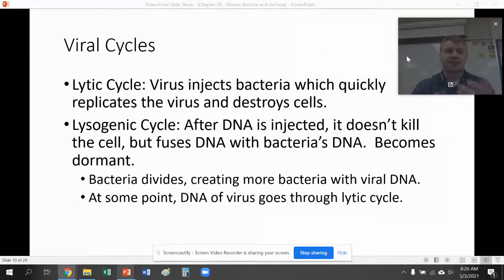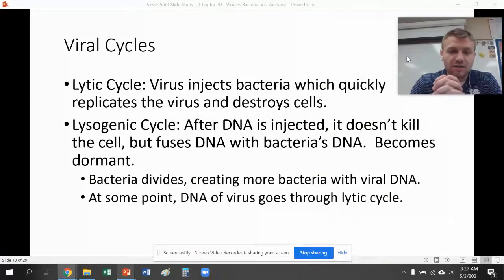Now, there are 2 different types of reproduction within viruses. The lytic cycle is when the virus injects bacteria, which quickly replicates the virus and destroys the cell. The lysogenic is when the DNA is injected. However, it doesn't kill the cell, but the DNA is going to fuse within the bacteria's DNA and become dormant. Bacteria divides and then creates more bacteria with the viral DNA. So essentially, this is less deadly, but it incorporates its DNA into the host genome. So it's like becoming part of the host, so it will always produce that type of virus.